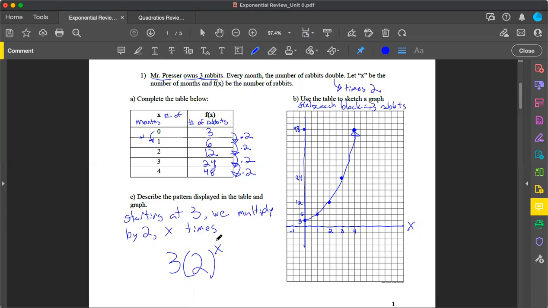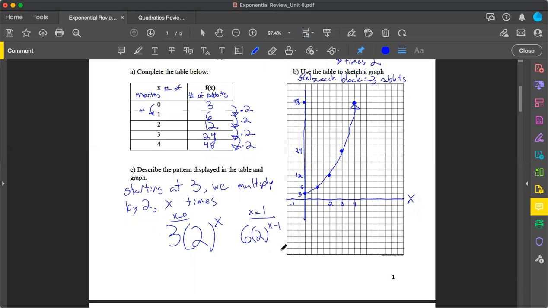Or if you're feeling crazy, this is a day 0 problem or month 0 problem. You could also say something like this. You could say starting at 6, you keep multiplying by 2, x minus 1 times. Both of those are fair game.